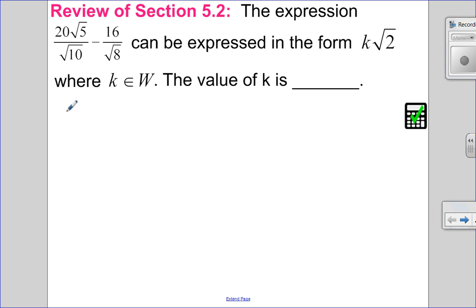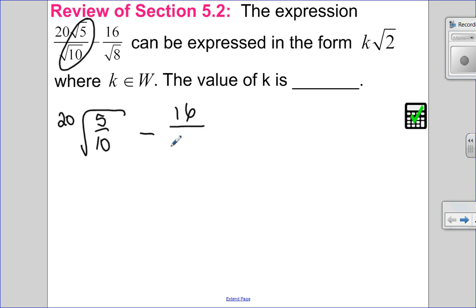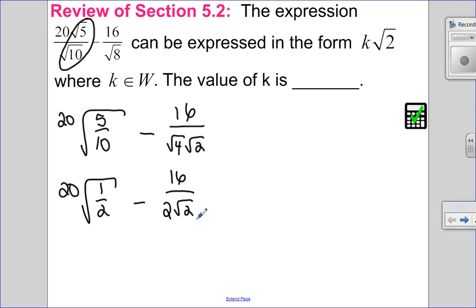So let's try simplifying. First thing that I notice here with my roots is that 5 and 10 have a common factor. So to make my life a little bit easier, I'm going to write the whole root together like that and then simplify. I also notice that root 8 can be broken down into its perfect factors, root 4, root 2. So over here I have 20, the root of 1/2, 5 over 10 in lowest terms is a half, minus 16 over square root of 4 is 2 root 2.